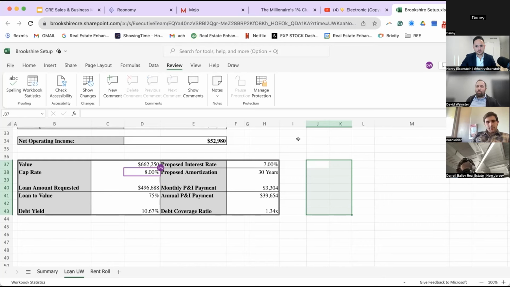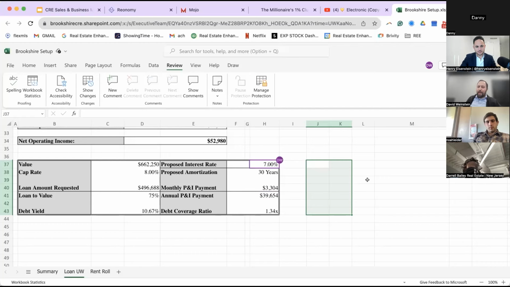What happened was, as rates drop, your monthly payment drops. Let's play it out. Here we have a 7% interest rate, right? So I have a 7% interest rate, 30-year amortization. Your monthly payment on a building, assuming you're getting a 75% loan, $500,000 loan amount, you're looking at paying $3,300 a month, 40 grand a year.